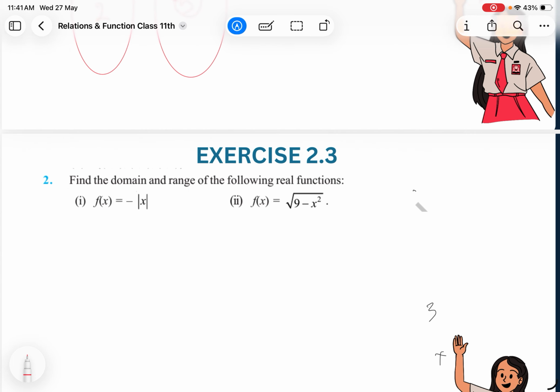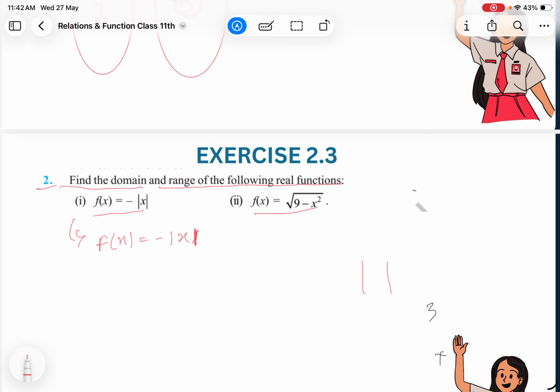You see here question number 2. Find the domain and range of the following real functions. It means these two are real functions. We have to find what is the domain and what is the range. So first of all, we have f(x) equals minus mod x. Straight line. Before we continue, I would like to tell you the meaning of this mod.